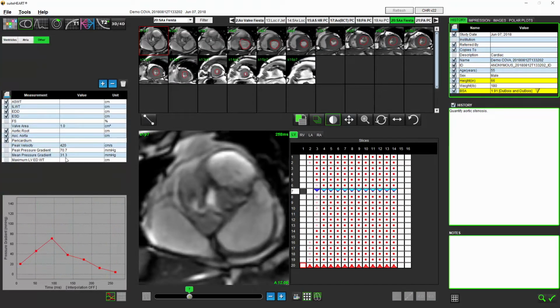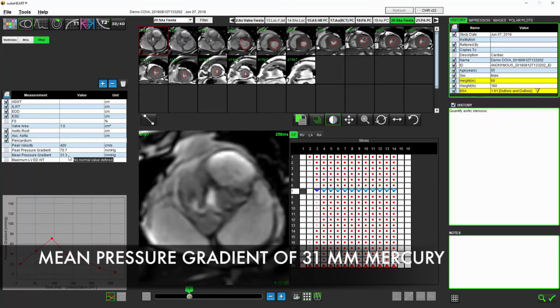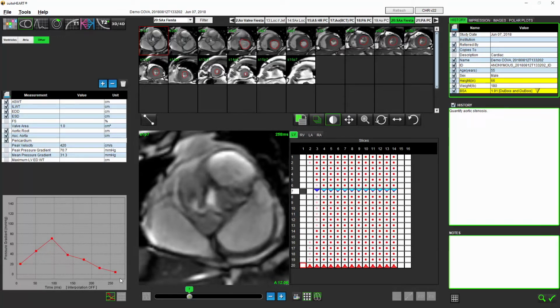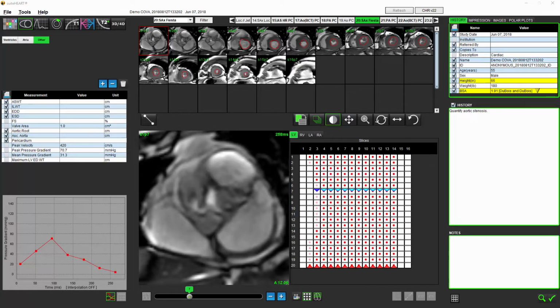And what we can see here, we're now getting a peak pressure gradient of 70 millimeters of mercury and a mean pressure gradient of 31 millimeters of mercury. And here's that pressure gradient again right there. Now some of you may be asking, how did we do this? How did we calculate the pressure gradient without any velocity information? And you can see that right here.